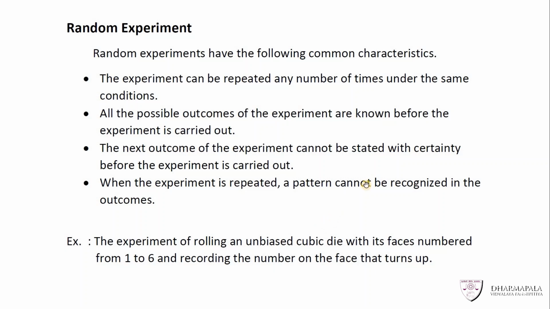The next outcome we won't be able to state with certainty. We can guess the outcome, but we can't state that with certainty. So the third characteristic is also here. The final one, even when we repeat the experiment over and over, we won't be able to recognize any pattern in the outcomes. So the fourth characteristic is also here in this experiment. That means this is a random experiment.